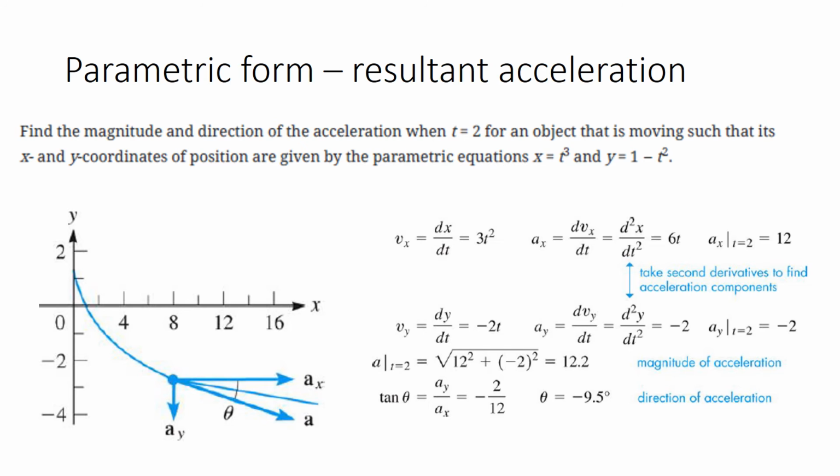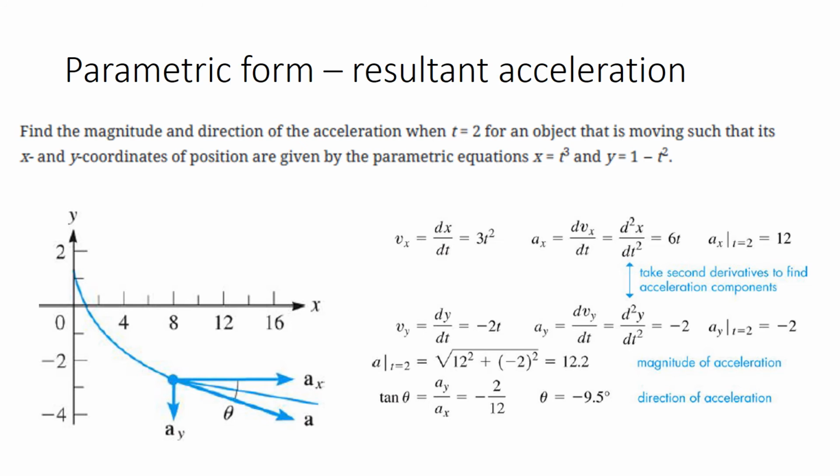So the derivative of 3t squared is 6t. So the acceleration in the x direction is, plug in t equals 2 seconds into 6t, I get 12. Let's say it's 12 meters per second squared in the x direction. Then I repeat it in the second row in the y direction. The first derivative is negative 2t. The second derivative is a plain old negative 2.